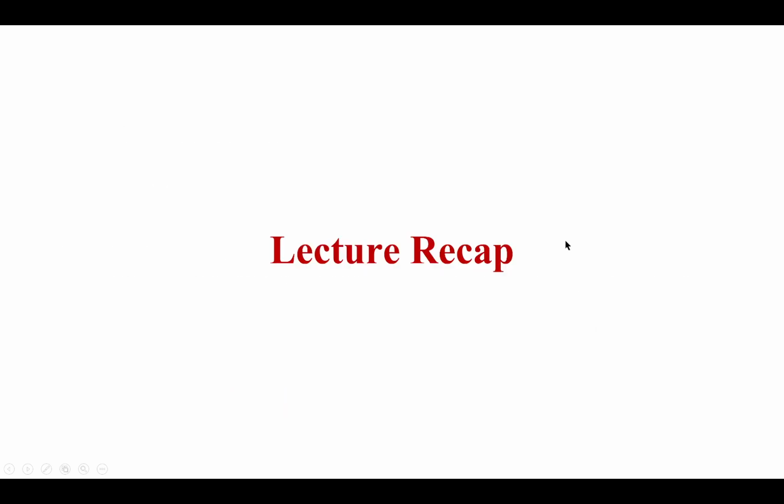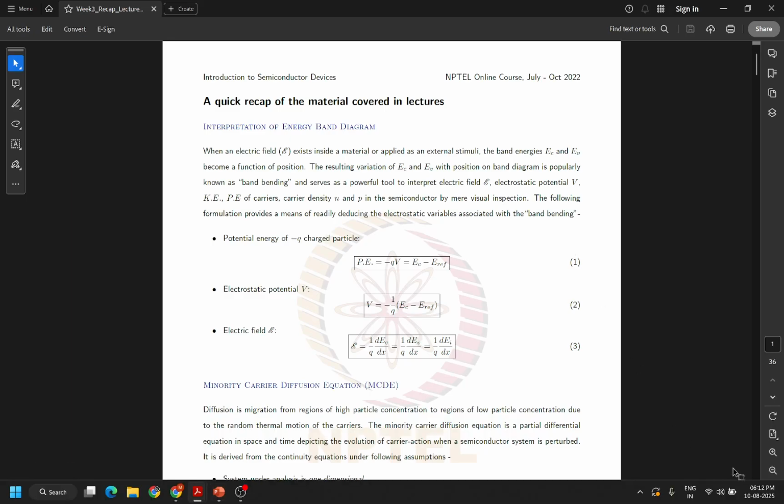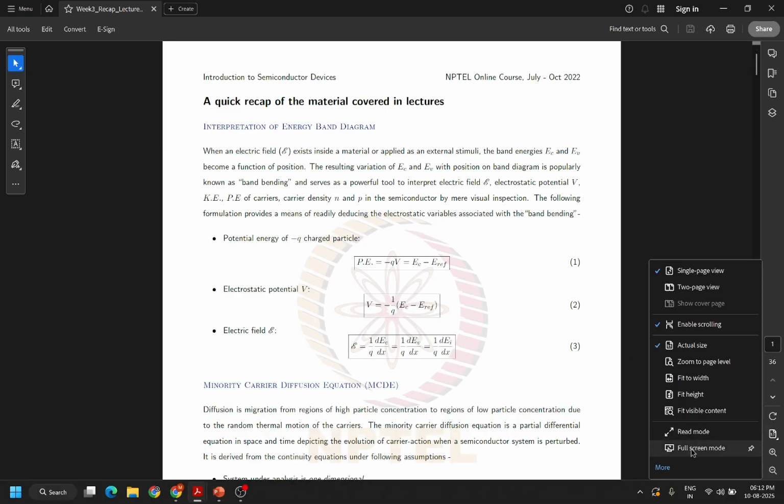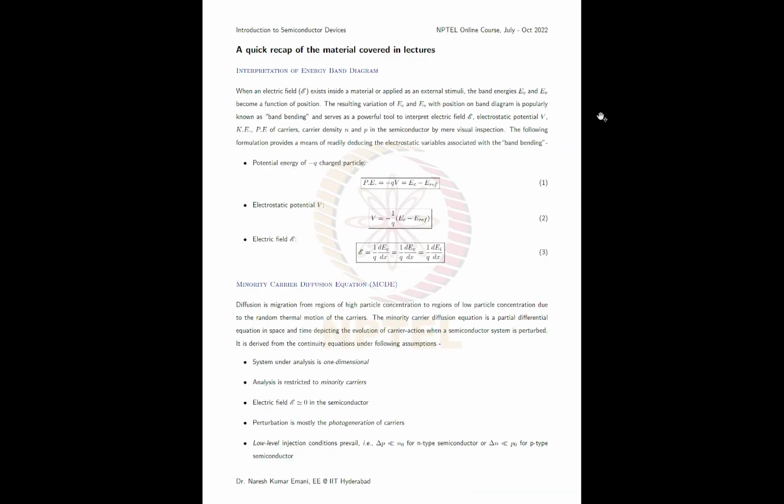First we'll do a recap of the lectures for week 3. This is the course recap provided by Professor Naresh Kumar Imani. First is interpretation of energy band diagram.